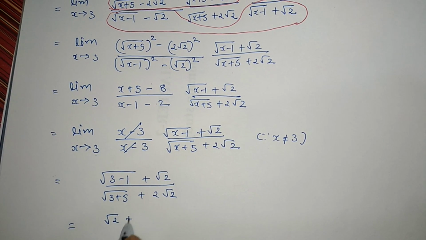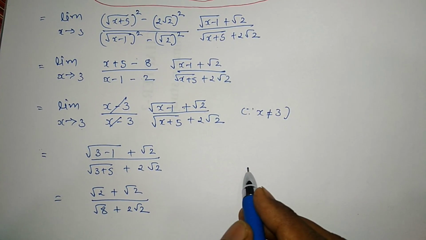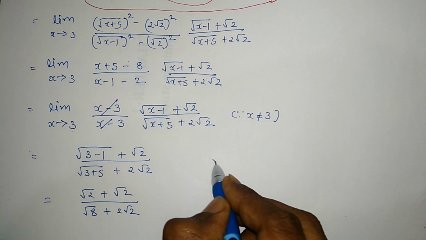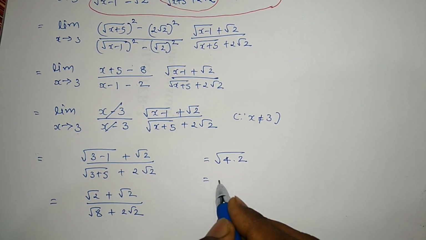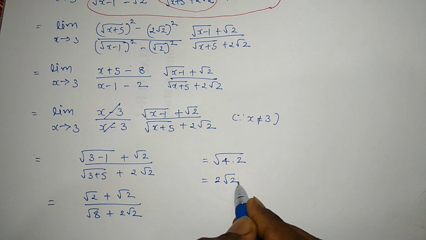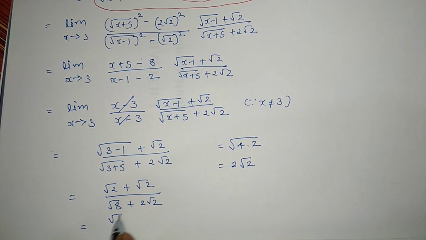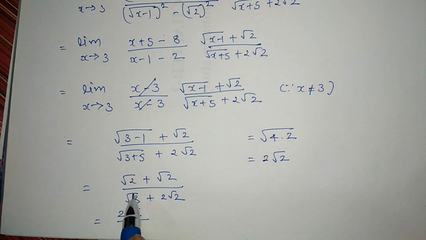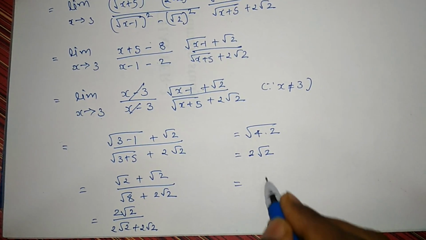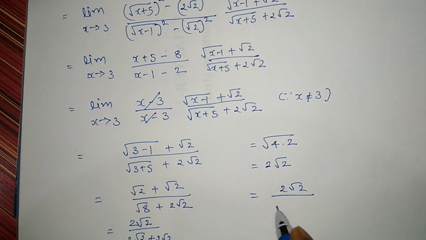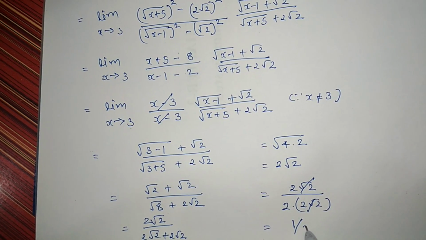So this will be root 2 plus root 2, and this is root 8 plus 2 root 2, right? Friends, here root 8. So how can I write root 8? Root 8 is 4 into 2, right? So root of 4, that is 2, and root of 2, that is root 2. So I can replace this root 8 by 2 root 2. So in the numerator it is 2 root 2, and in the denominator that is 2 times 2 root 2. So 2 root 2 will get cancelled out. So answer will be 1 by 2.